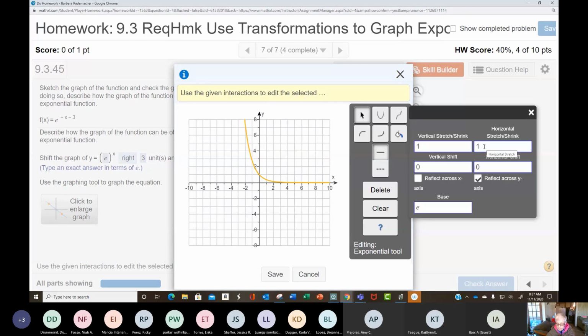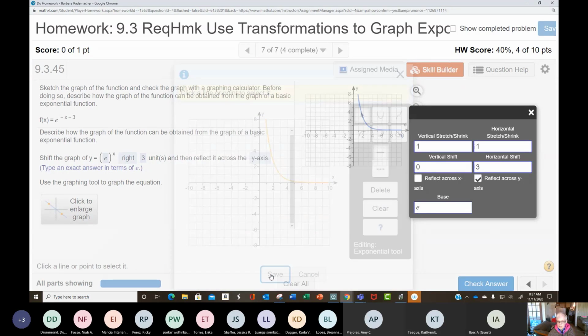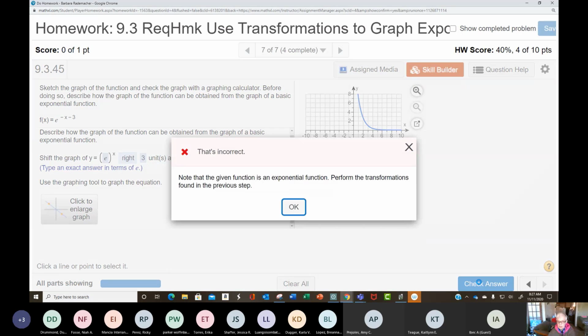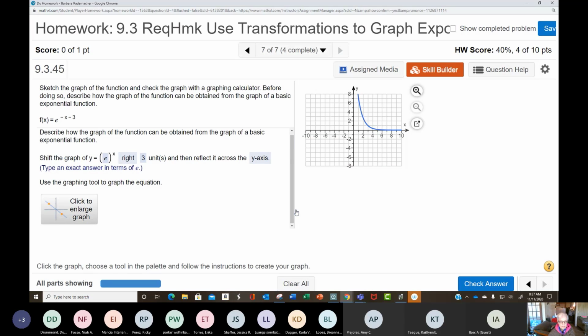Now, I have a horizontal shift, 3 units to the right. Horizontal shift. 3, no, that's a shrink, you silly person. Put a 1 back there. Horizontal shift. 3 units to the right. Let's see if this is right. Note the given function is an exponential function. Perform the transformations found in the previous step. Thought I did. Let's do it again.